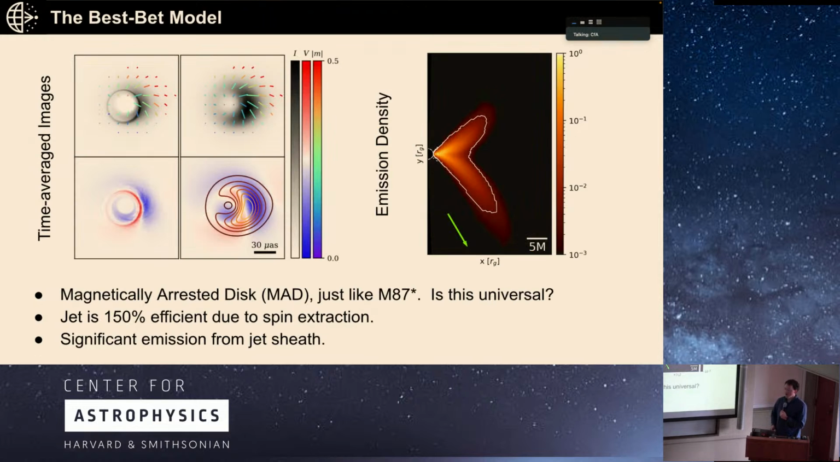So what does that model look like? The model that is consistent. So over here, I'm showing you the average images. The total intensity is the grayscale on the bottom, and the tick marks show the linear polarization. This is the full resolution version, the infinite resolution version from our simulation. And then this side shows you what it looks like when blurred to EHT-type resolutions.